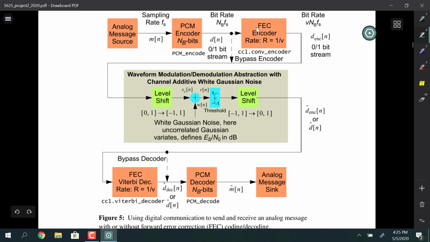So much so that even though you've had to send twice as many bits per second through the system, because that's the downside of forward error correction, is you're going to be sending more bits per second, which will occupy more bandwidth, but you end up making the system more subject to noise, because now you have less energy per bit when you increase the bit rate in order to accommodate the encoding.